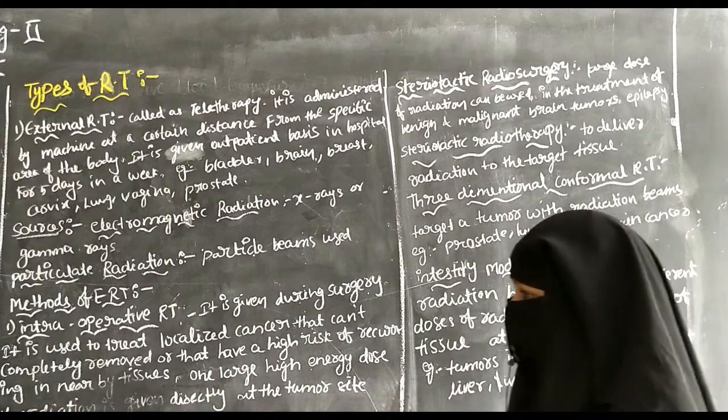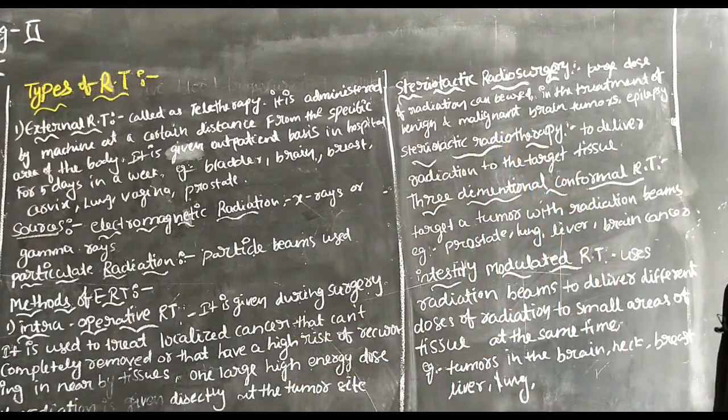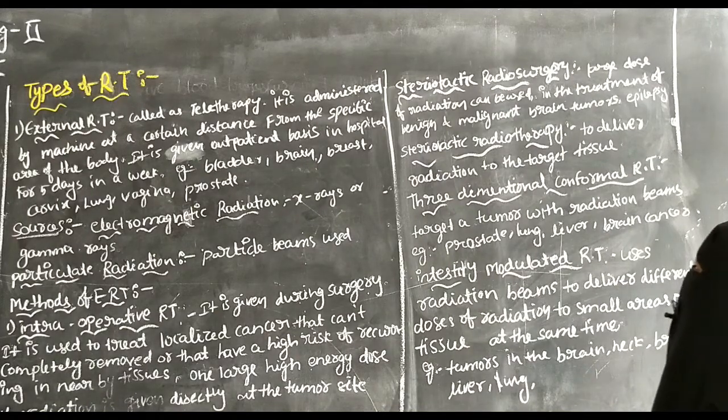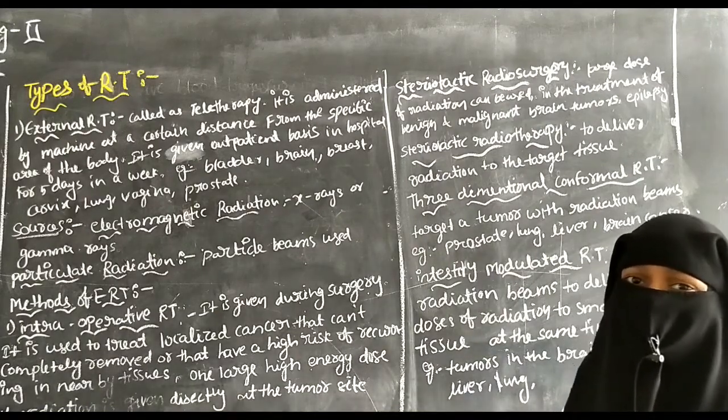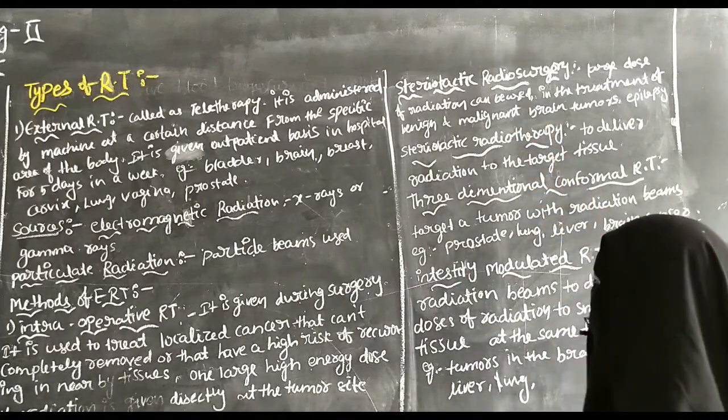Example, epilepsy. If the patient is having fits, we can administer stereotactic radiosurgery therapy. So the radiation can be used in the treatment of benign and malignant brain tumors. It is called stereotactic radiosurgery.